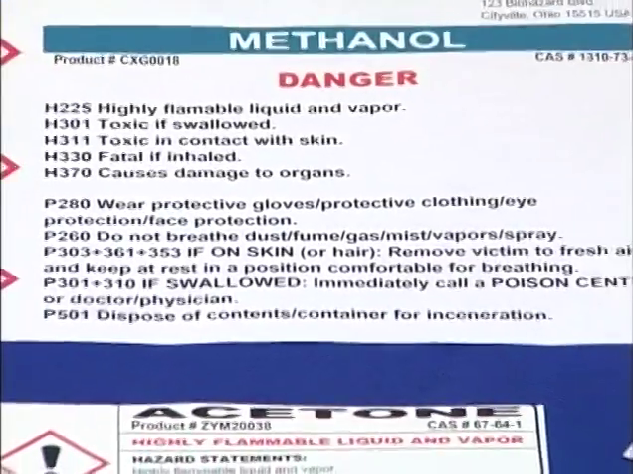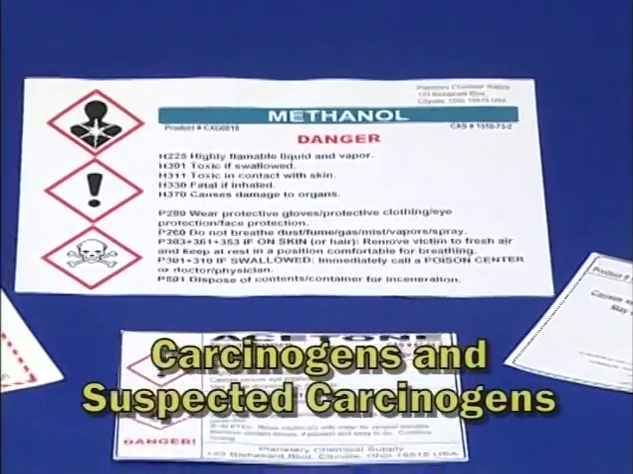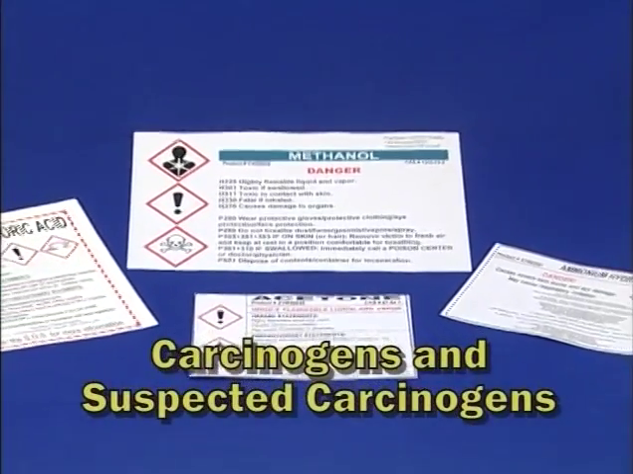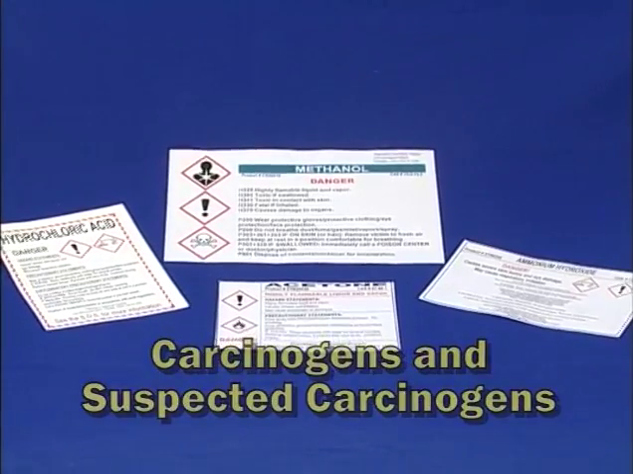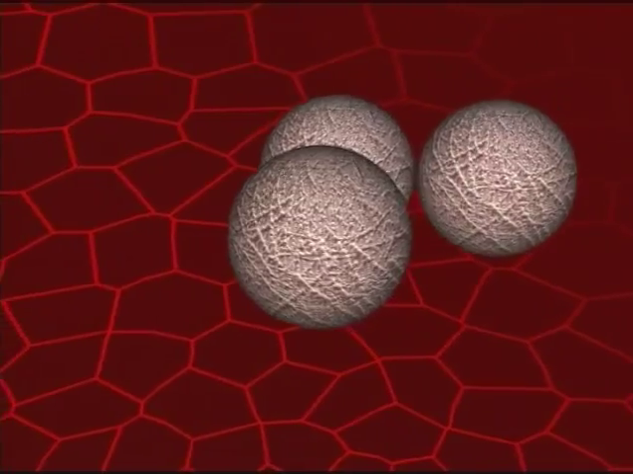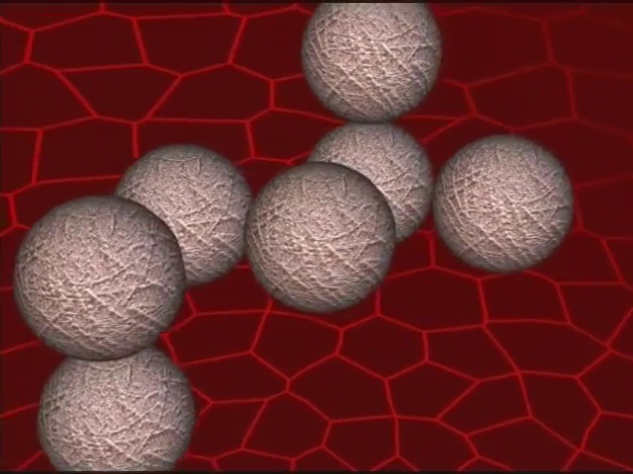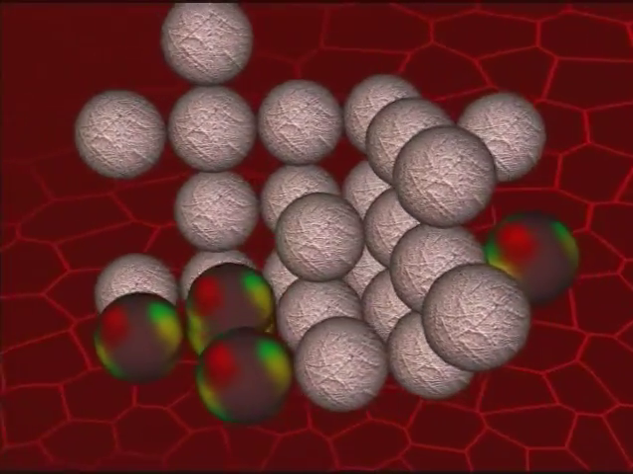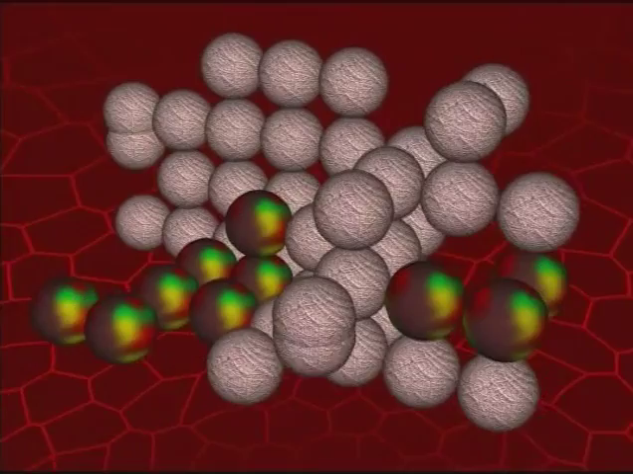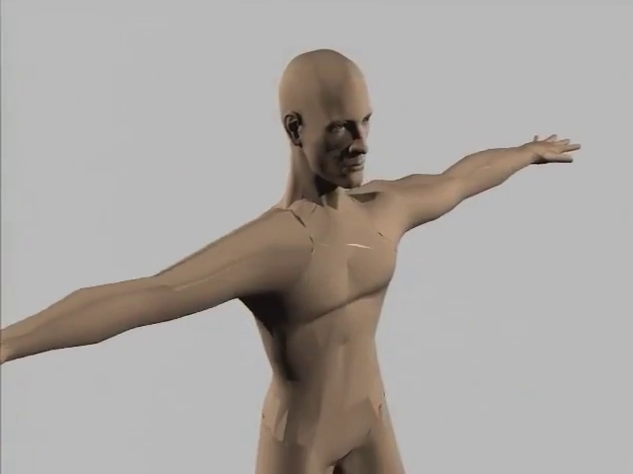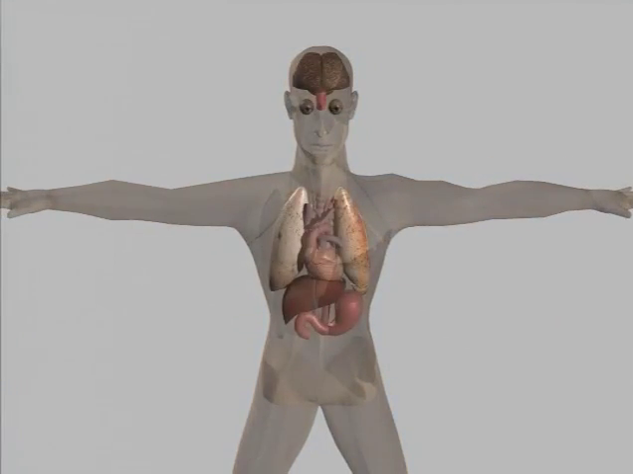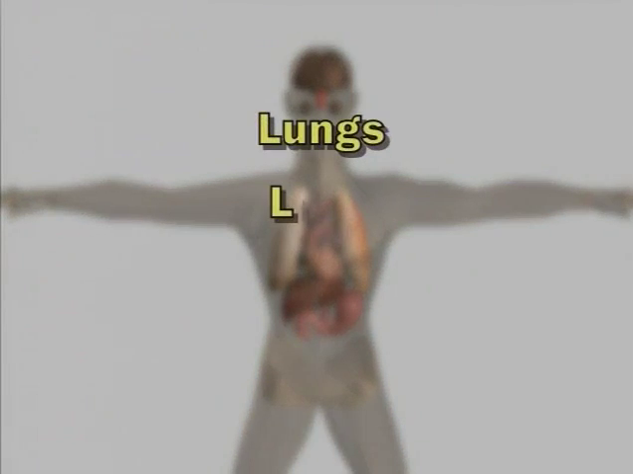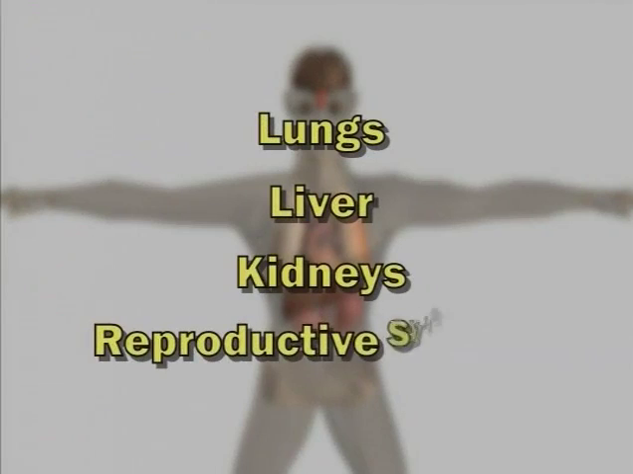Another group of hazardous chemicals we need to be aware of are carcinogens and suspected carcinogens. As you may know, these chemicals are often linked to cancer. Normally, the cells in the human body follow a pattern to reproduce and grow. Carcinogens can disrupt this pattern, causing cells to grow abnormally, which is why cancer can be fatal. Although carcinogens can affect nearly all areas of the body, they most frequently involve specific organs, such as the lungs, liver, kidneys, and reproductive system.